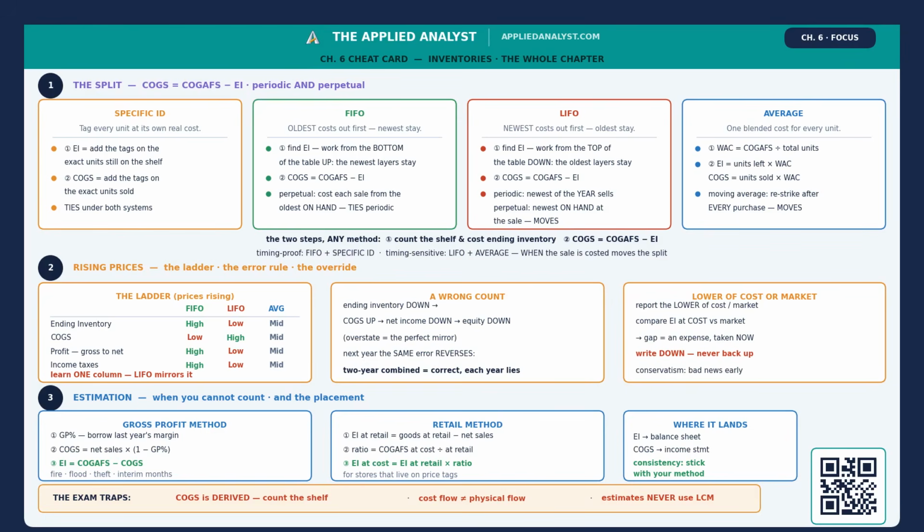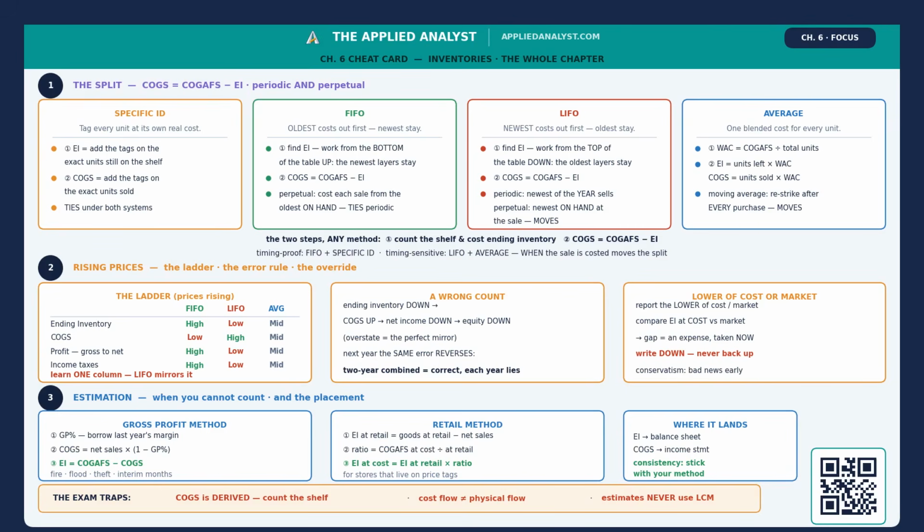Left, the bucket's 3 splits. FIFO, average, LIFO, each has the rule you reuse on any question, and the perpetual scoreboard under them. FIFO and specific identification tie. LIFO and the moving average move. Middle, the rising price ladder, the miscount boomerang, and lower of cost or market, down, never up. Right, both estimation tools, step by step, and where each number lands.